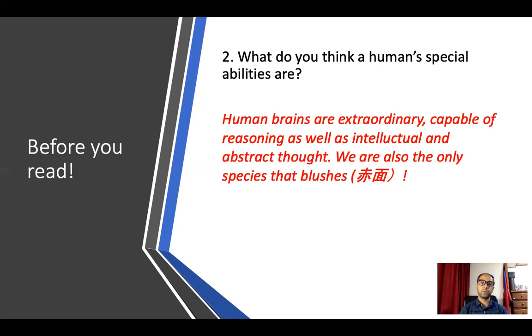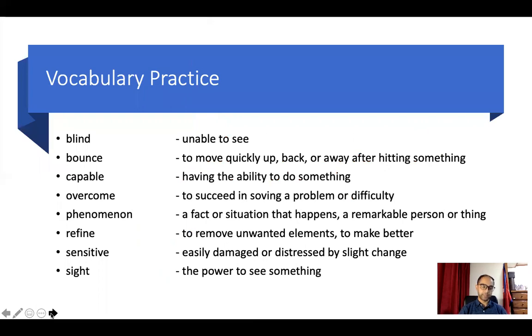And of course, human beings have so many other abilities. You can think of them. Very good. Let's go to vocabulary practice. These are some of the words you will find in reading on chapter 2.